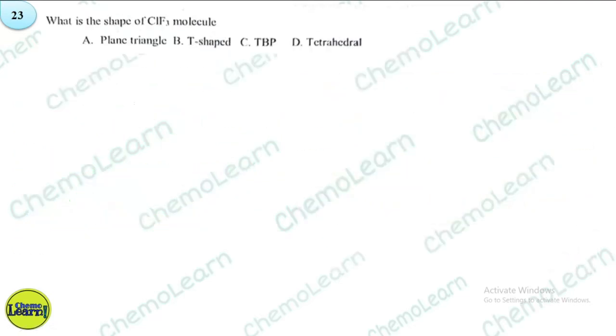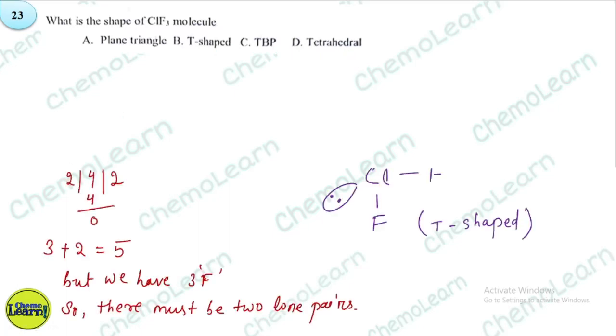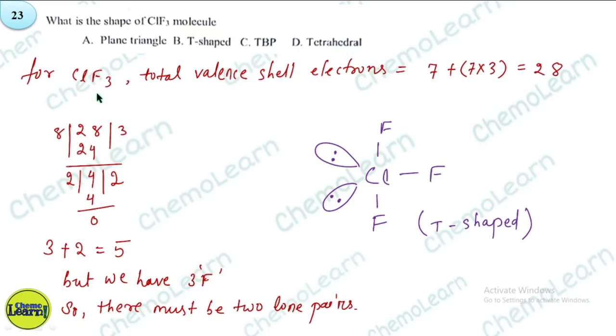In question number 23, we have what is the shape of ClF3 molecule? Plane triangle, T-shaped, TBP, trigonal bipyramidal, or tetrahedral shape. In ClF3 molecule, here we will follow the shortcut formula. For ClF3, first of all, we have to find out the total number of valence shell electrons. Here, chlorine has 7 and fluorine also has 7 valence electrons. So, all total we have 28 valence electrons. So, we will divide 28 by 8. So, we get a remainder 4 and then again we will divide it by 2.